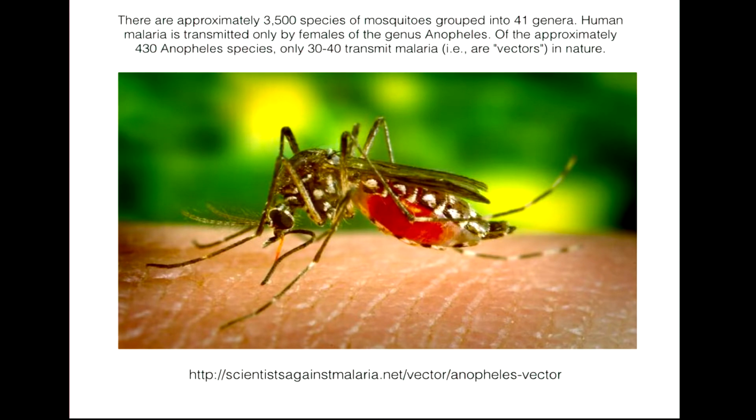So human malaria is transmitted only by females of the genus Anopheles. Of about 430 Anopheles species, only between 30 and 40 transmit malaria or can be called vectors.